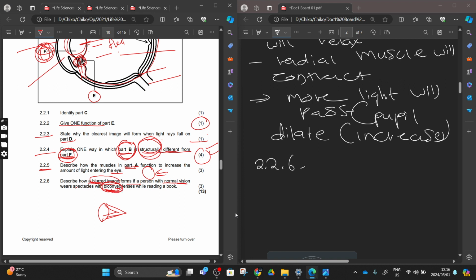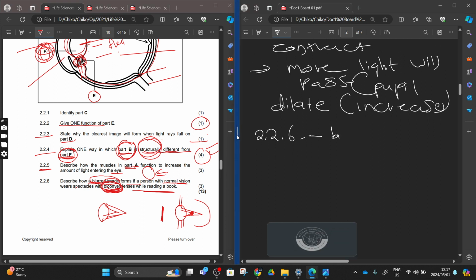So the person that has normal vision, when they wear the spectacles reading the book, you know that with accommodation our lens is going to become big, more convex. So you are making the eye more convex. This one is already refracting that light, but because you are wearing biconvex lenses, you are going to refract that light more. That light is now falling, or that image is now forming, in front of our retina. So that is the thing. You have to describe that, right?